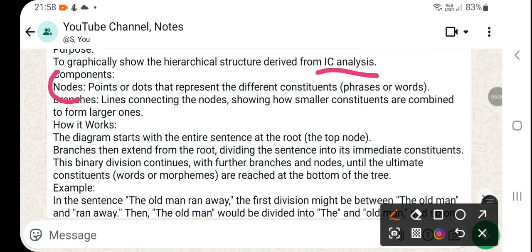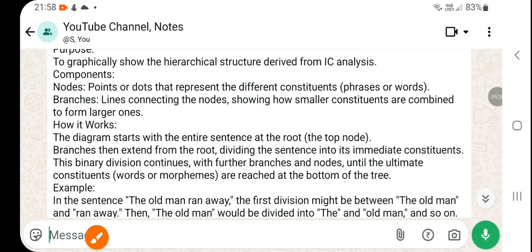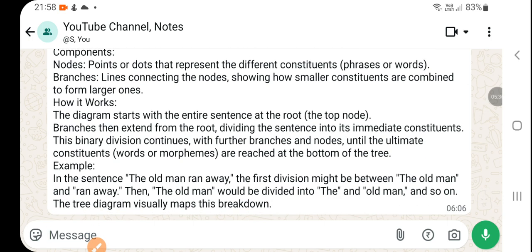Components: nodes. First is nodes. These are the points or dots that represent the different constituents, phrases or words. So this is a node: sentence, then noun phrase, verb phrase. This is a node, this is a node. Then again, this is a node. So a node indicates a constituent, phrases or words.